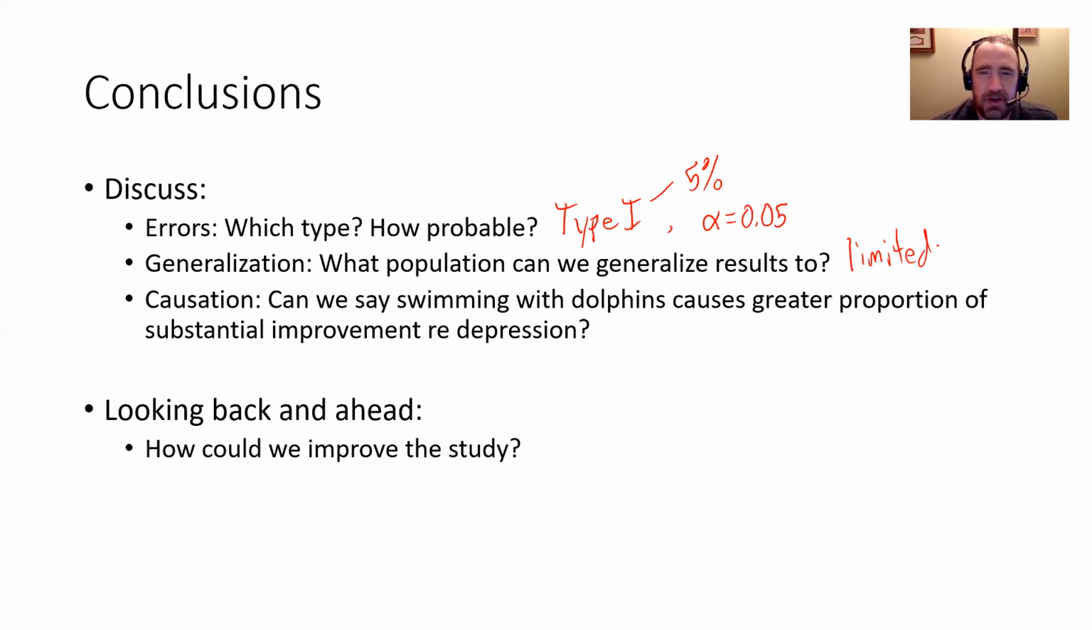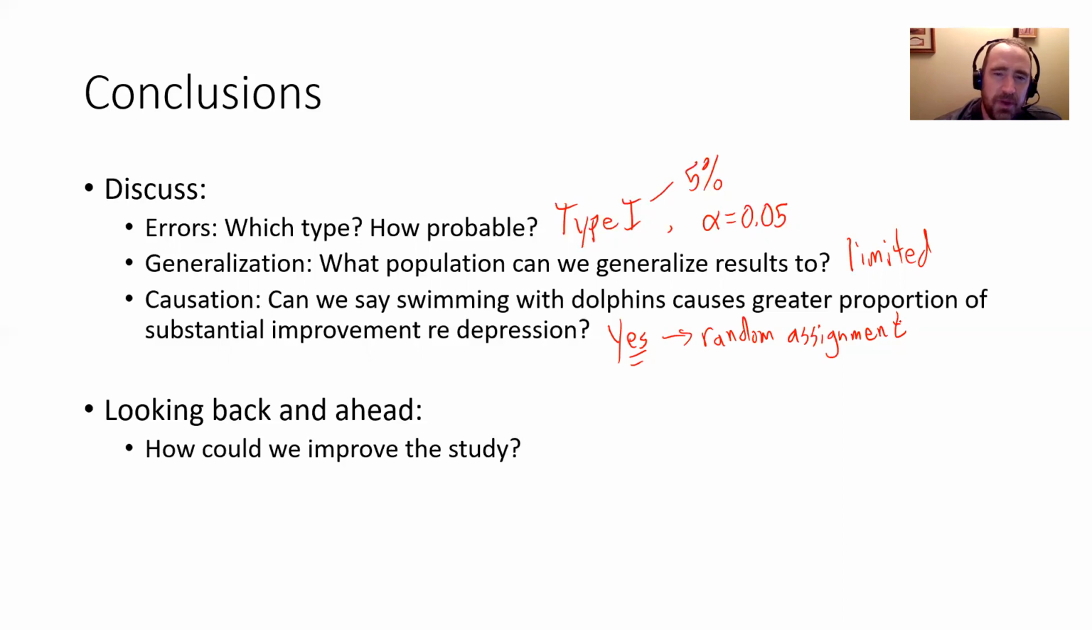Causation, can we say it was swimming with dolphins that actually caused the substantial improvement? And here we can say yes. It was the dolphins that caused it because they did random assignment to the two explanatory groups. So they took their 30 people and they randomly assigned them to either swim with dolphins or not. And that allows us in the end to conclude that the only difference between those two groups, they should be pretty similar in aggregate in every way, except one group with the dolphins, the other group without the dolphins. So yes, it should have been the dolphins that caused the difference we see.